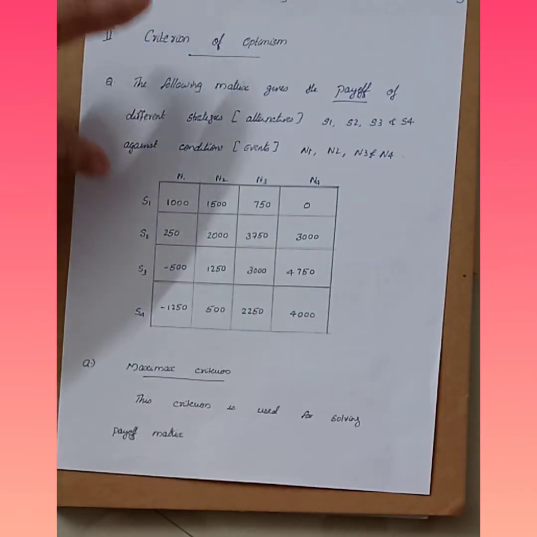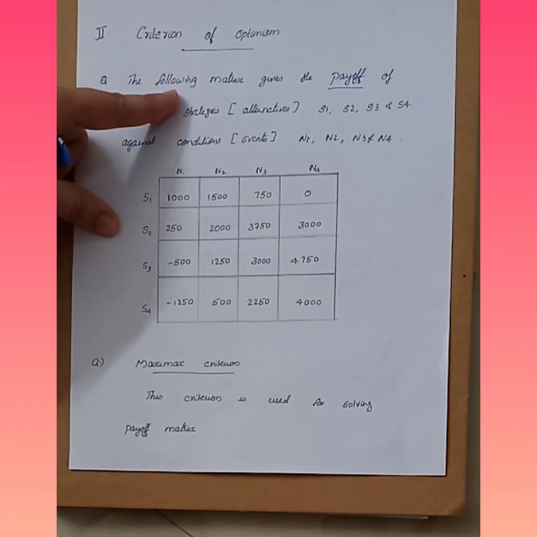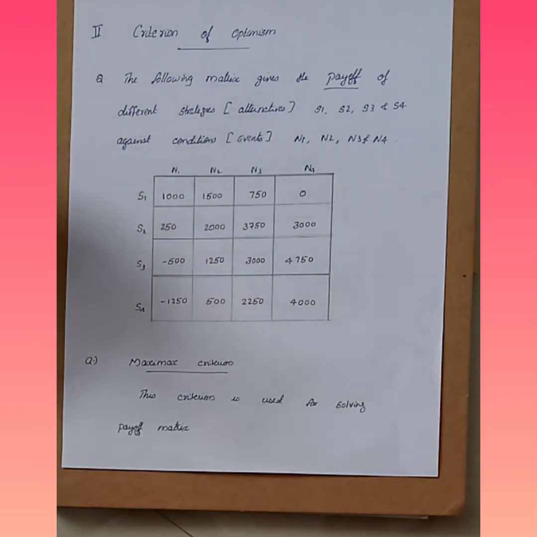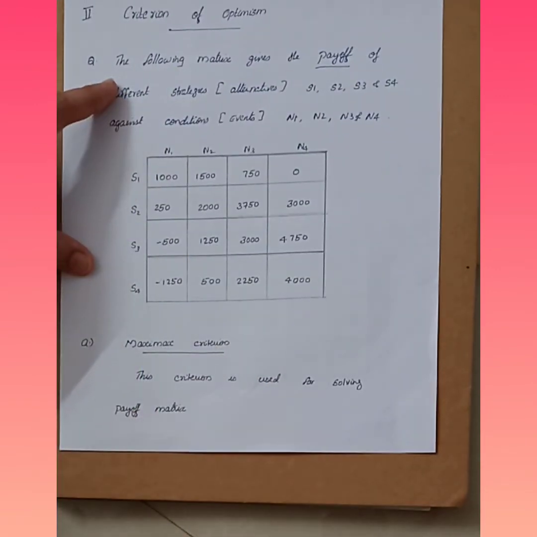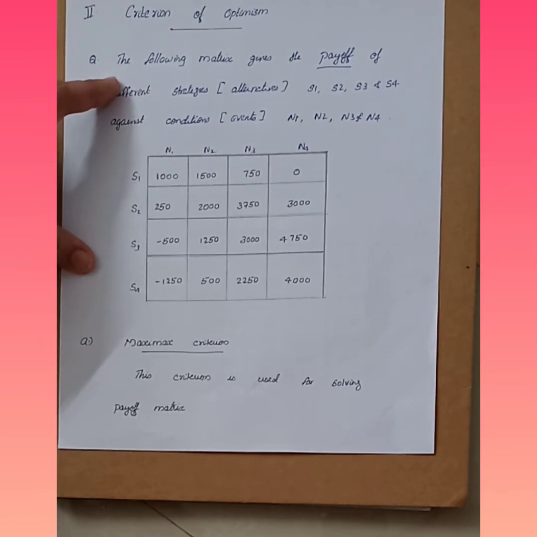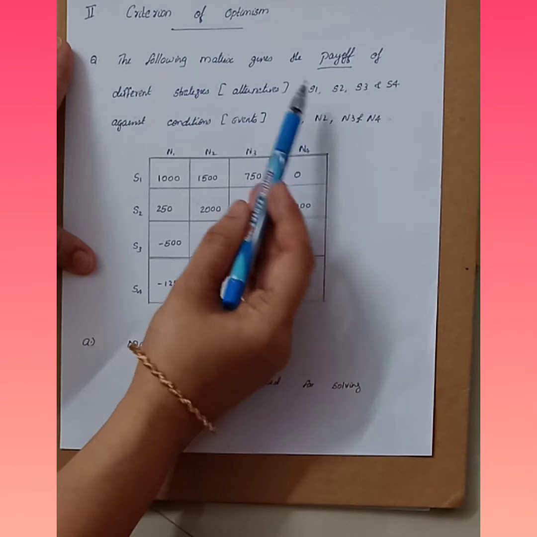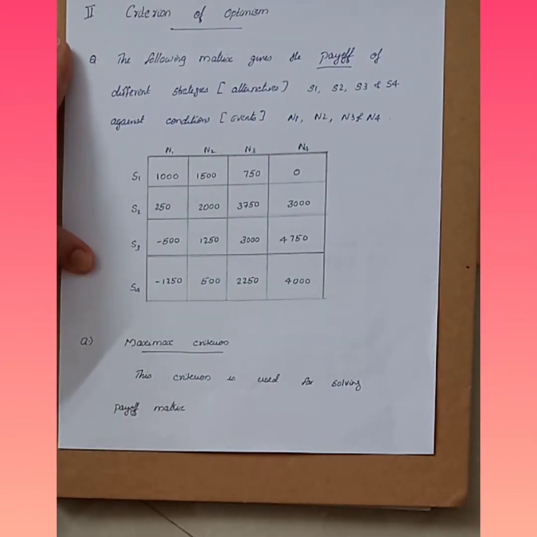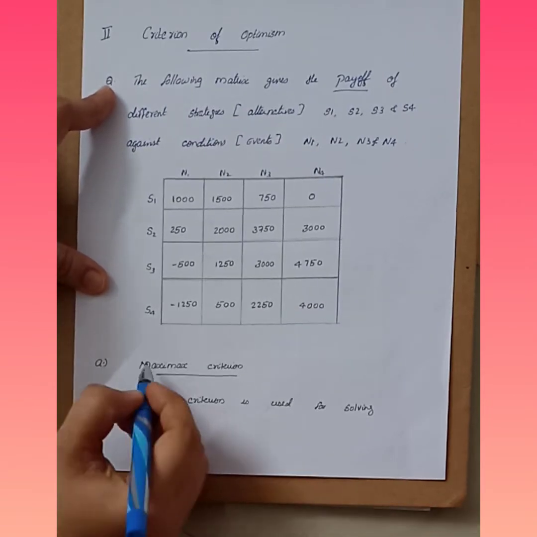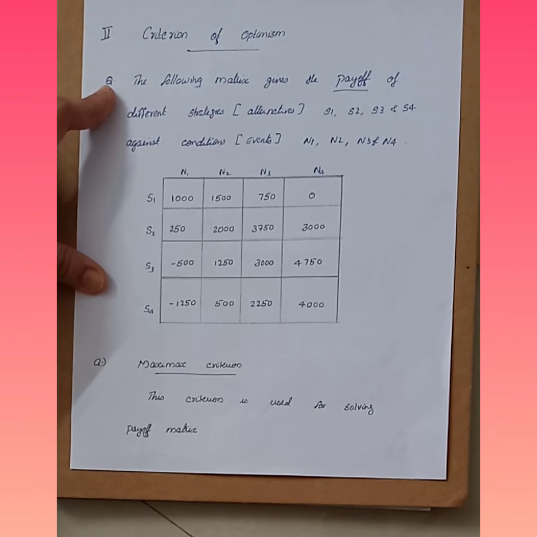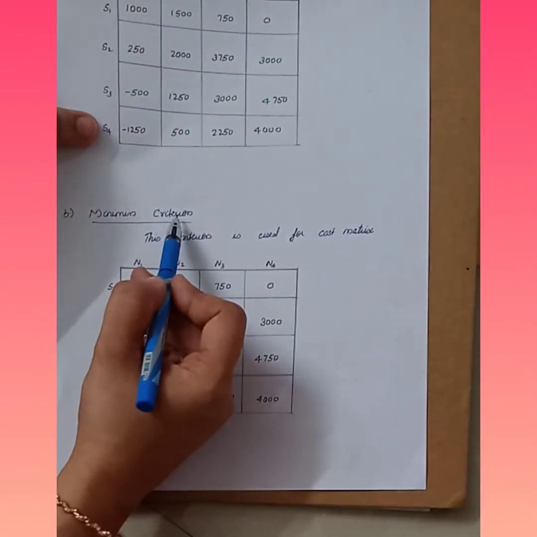When you take the second criterion, that is the criterion of optimism, there are 2 subdivisions for the same criterion: the Maximax criterion and the mini-min criterion. Here the problem says it is a payoff matrix. So whenever a payoff matrix is given in the question, you have to consider the Maximax criterion. That is very, very important. Suppose it was a cost matrix, then you will have to consider the mini-min criterion.